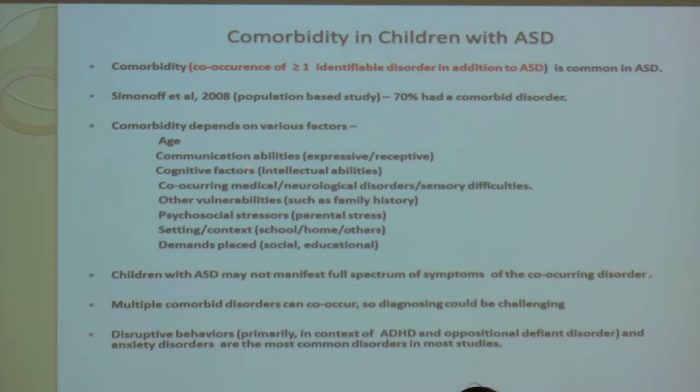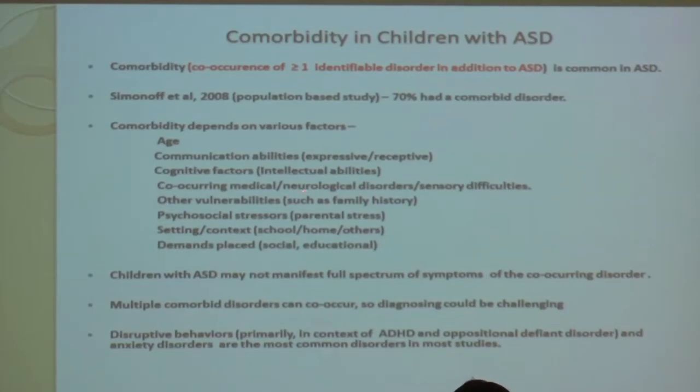Comorbidity also depends upon the communication abilities of the child, such as language delays. Children who have receptive language difficulties may present very differently as compared to children who have primarily expressive language difficulties. And I'll explain that later in the context of the case I presented. It also depends upon the intellectual abilities of the child, whether the child is lower functioning versus high functioning, although that is debatable in some ways because some higher functioning children can also have significant comorbid psychiatric disorders.